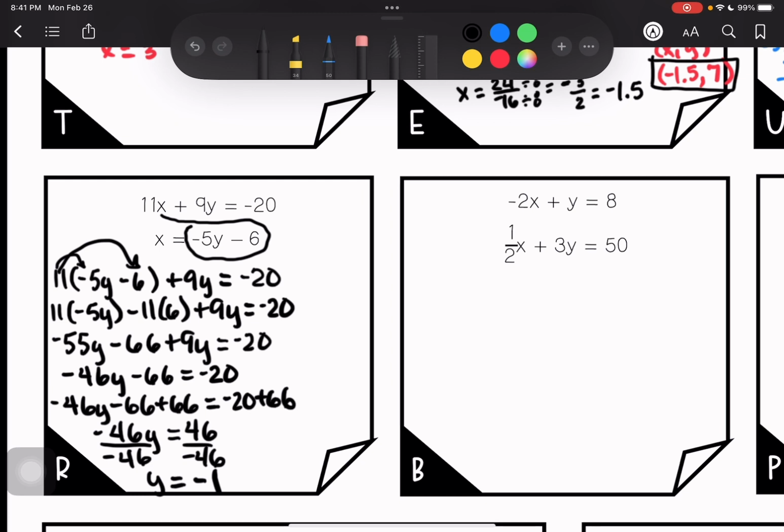Now that I have the value for y equals negative 1, I'm going to substitute it back into this equation that I just used, which is this one. Okay. So since y equals negative 1, this is going to be x equals negative 5 times y, which is negative 1, minus 6. So therefore, it gives me x equals, a negative times a negative is a positive, 5 minus 6. Therefore, x equals negative 1. So my solution is (negative 1, negative 1).